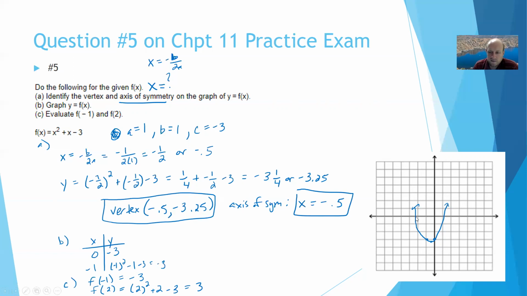And again, this graph isn't 100% accurate. I just needed to sketch it here. When you graph it and you graph your 3 points there, it will be 100% accurate. You'll just need to graph the vertex and then whatever 2 other points that you choose.